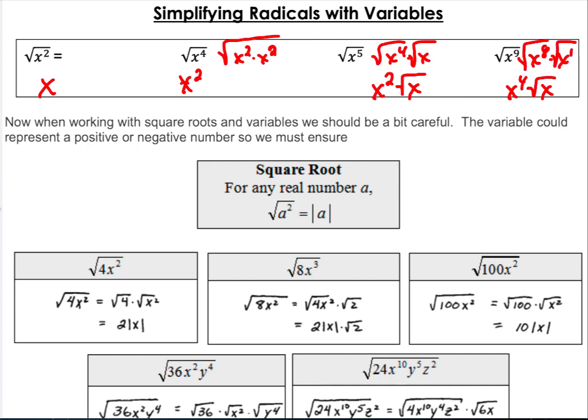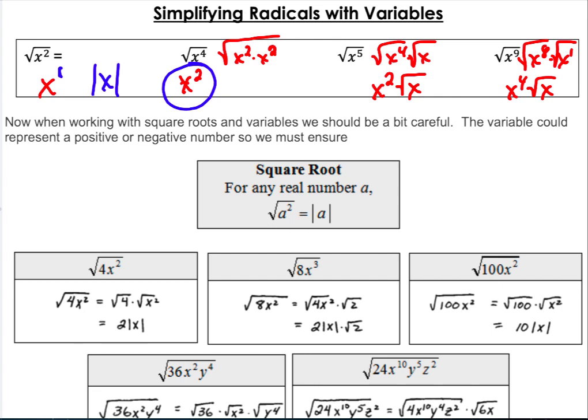So anytime we take the square root and we get an odd number for our exponent, so like here, x to the first, we're going to write it as the absolute value of x. So we're going to say we want the positive version. We want to know how far it is away from 0. We're not worried about its sign. For this one, it was x squared, so it just stays x squared, because no matter whether it was a positive or negative, when we square it, it's going to come back to being a positive number.